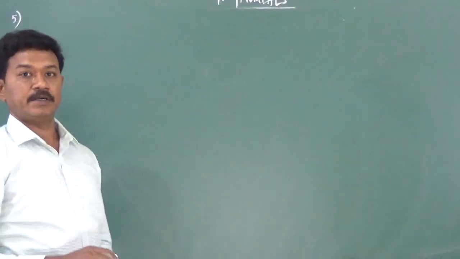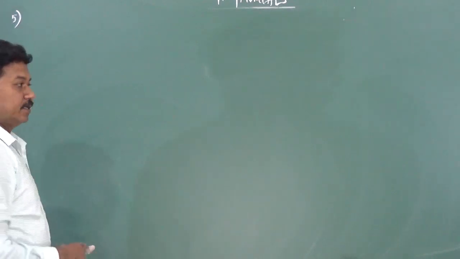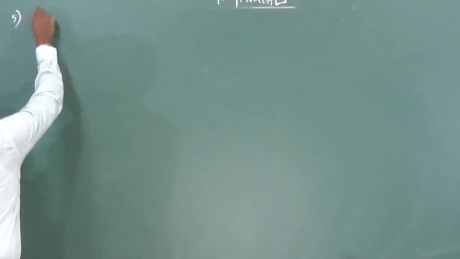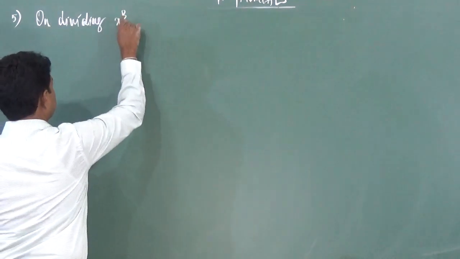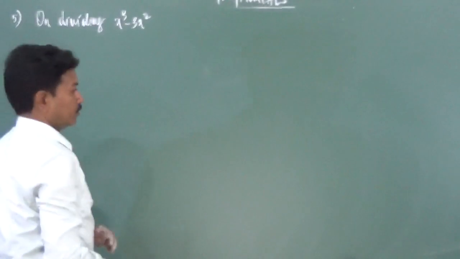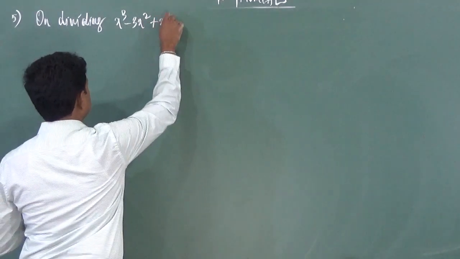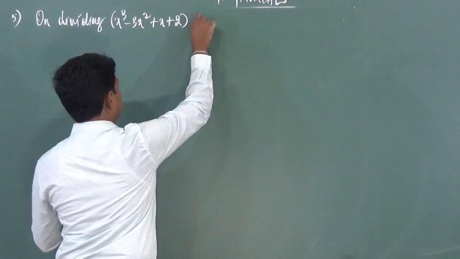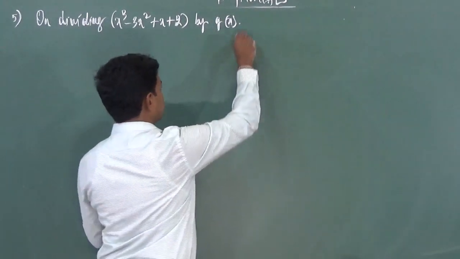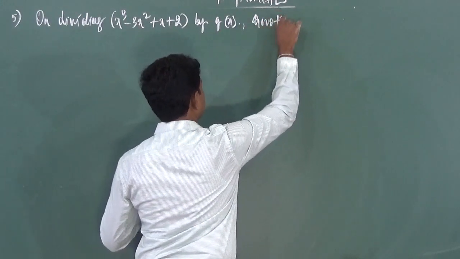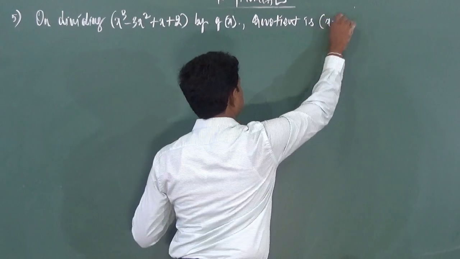So now we will go with the fifth problem, very important, which can be asked for 2 marks. So I will go with the problem. On dividing a polynomial, x cube minus 3x square plus x plus 2, that is the polynomial, by another polynomial by name g of x, the quotient is x minus 2.